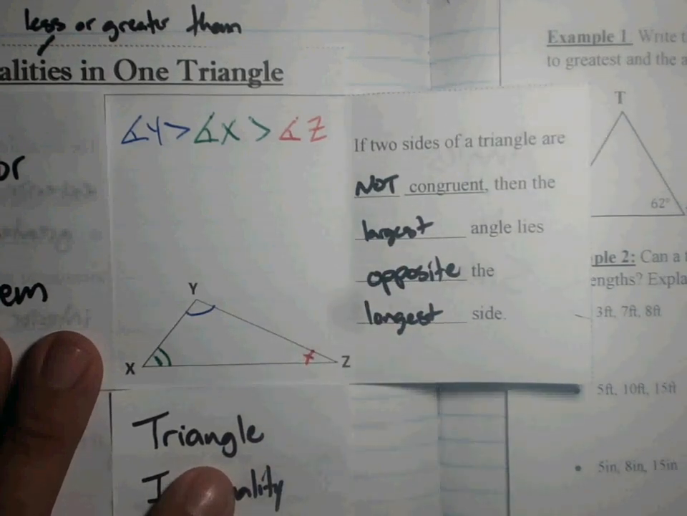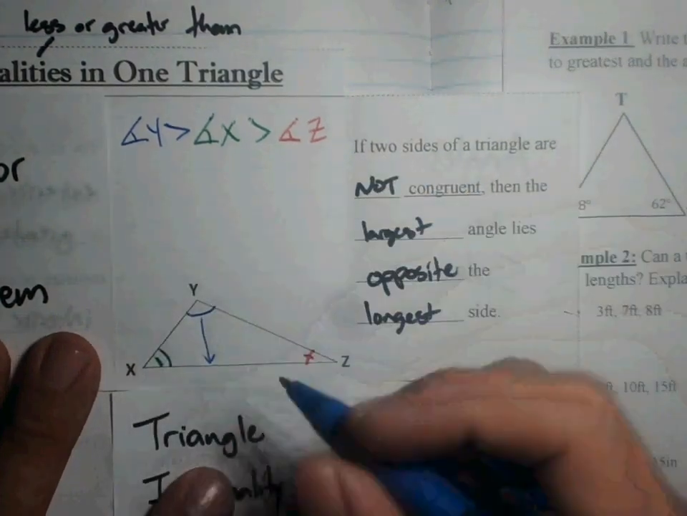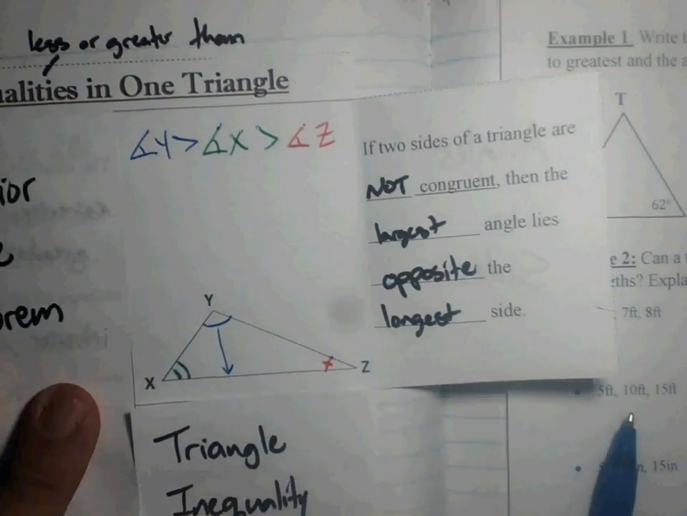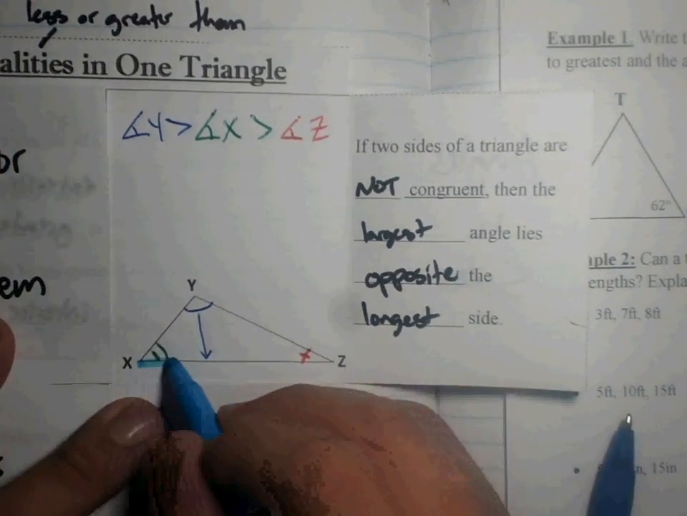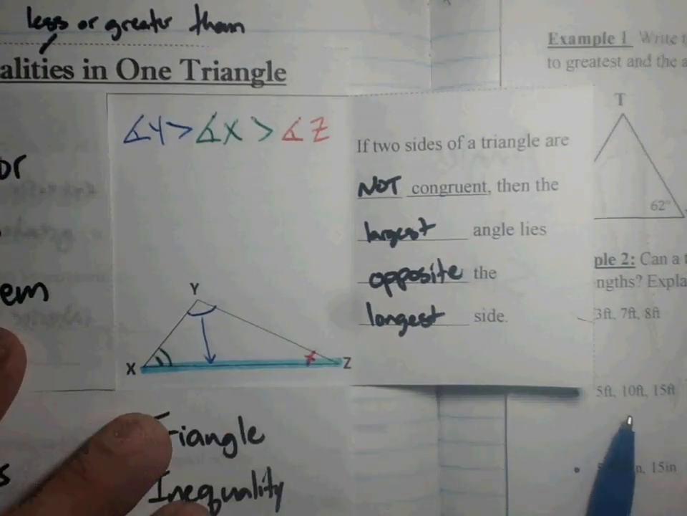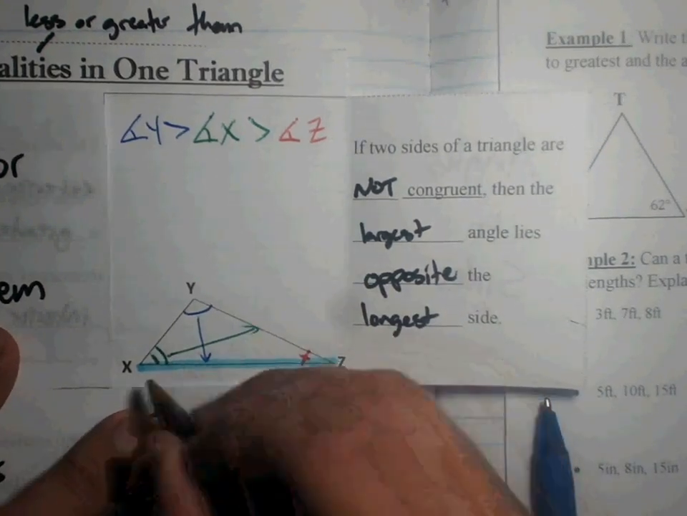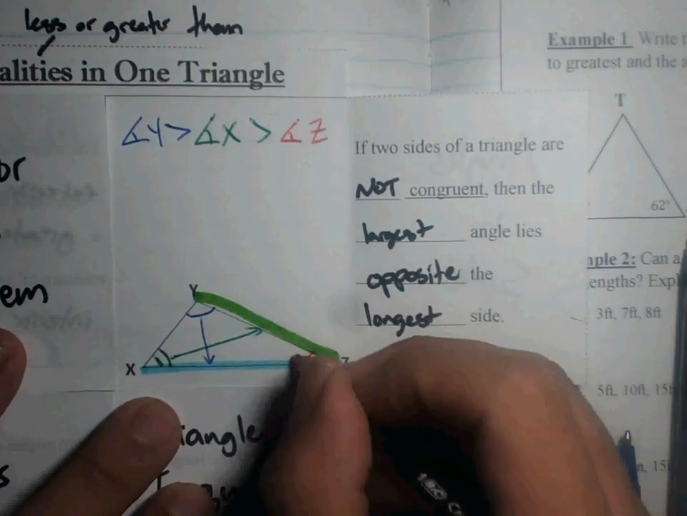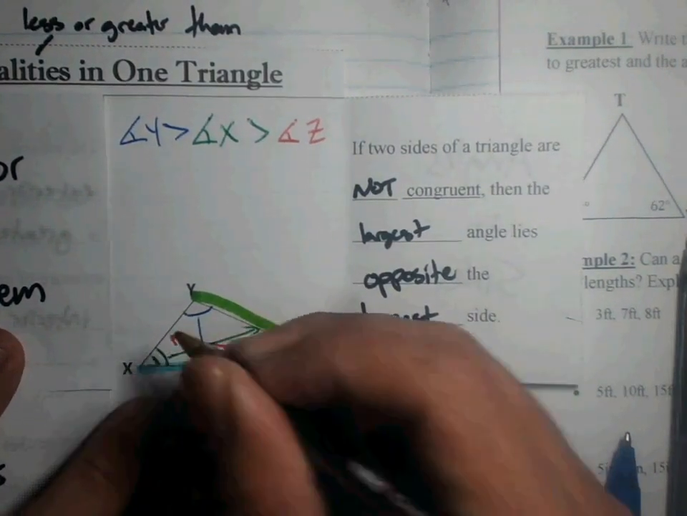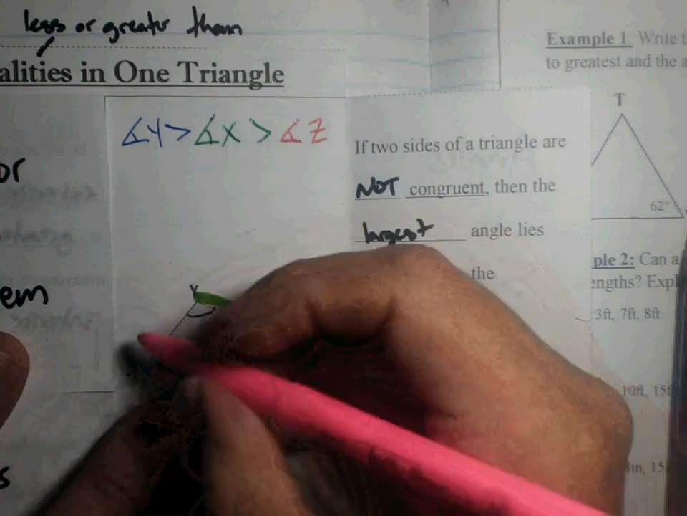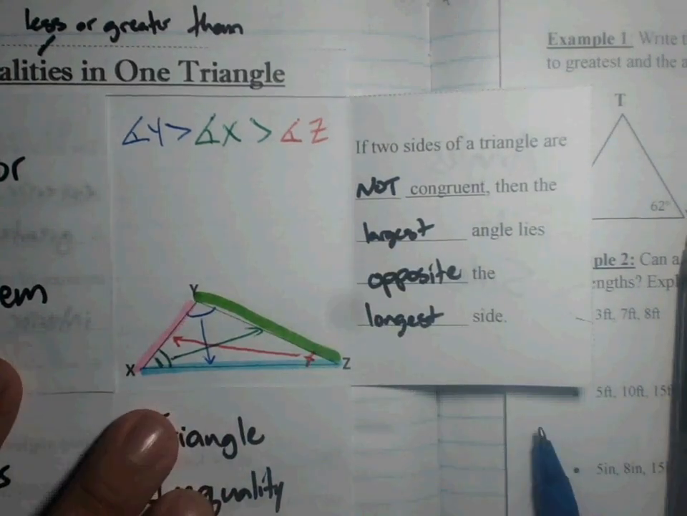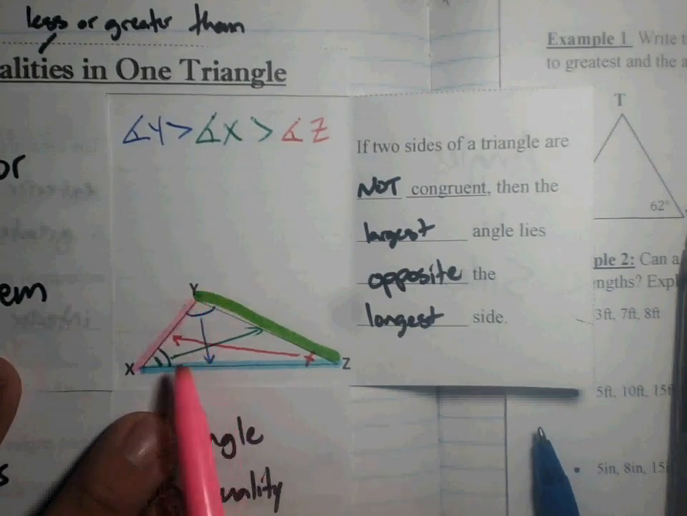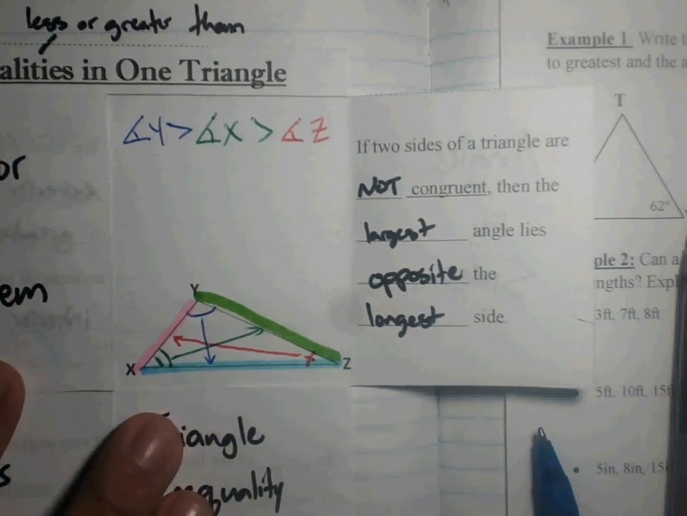So it's the same order. The biggest side would then be XZ. The medium side would be opposite of X, which would be YZ. And then lastly, the smallest side, and you can actually even see it, is XY. So again, the largest angle is across from the largest side, and the largest side is also across from the largest angle.